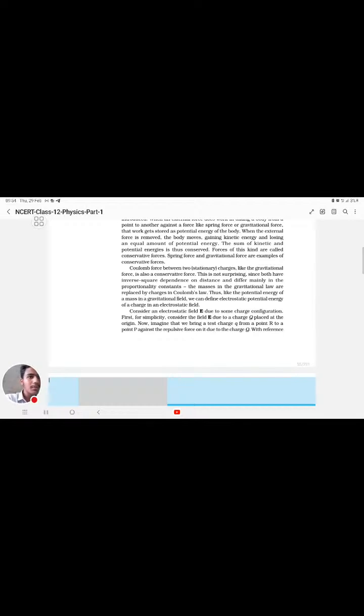Now imagine that we bring a test charge small q from a point capital R to a point P against the repulsive force on it due to the charge capital Q. It means that these are charges of the same type, which means they will repel each other. So with reference to figure 2.1, this will happen if capital Q and small q are both positive or both negative, that is, when both are like charges.